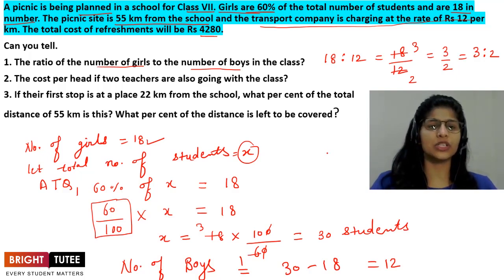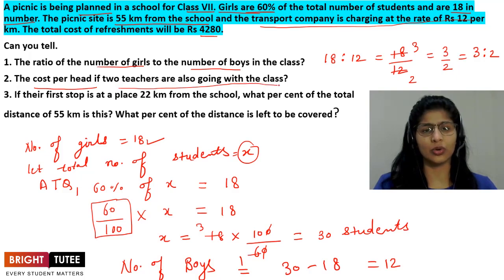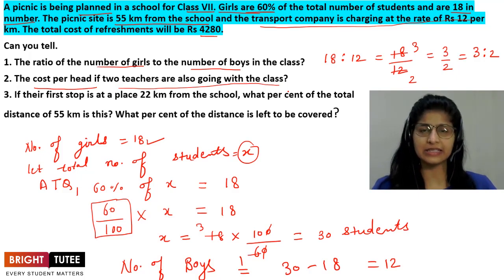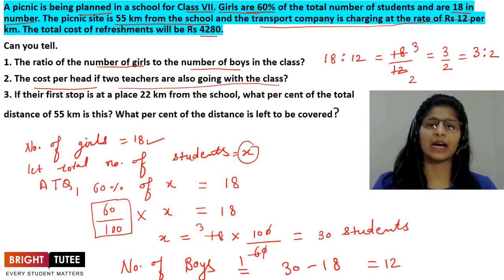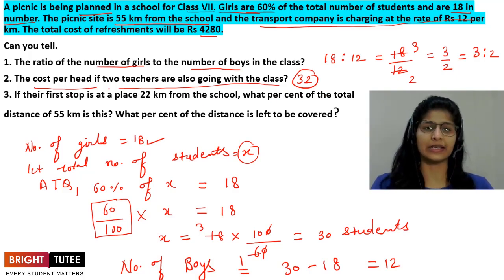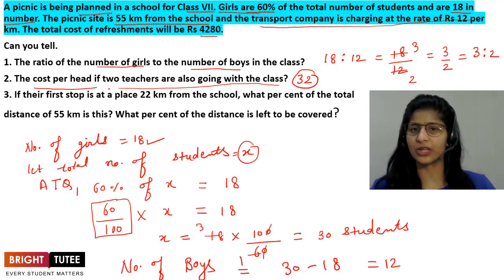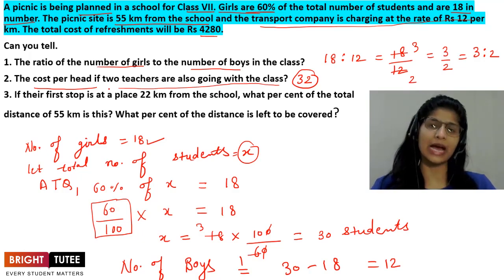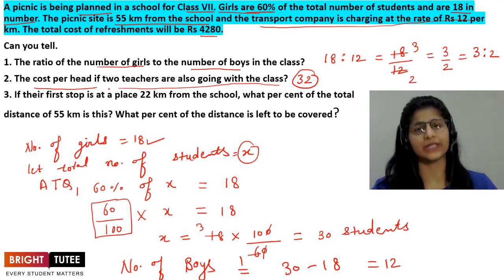The second question is the cost per head. We have to calculate the cost per head if two teachers are also going with the class. If two teachers are also going, how many total candidates will we have? 30 students plus 2 teachers, that is 32. They are asking the cost per head. First of all, we will calculate the total transportation charges, and then we have been given the total refreshment cost, so we will add them, and then divide that by 32, so that we get the cost per head, for 1 person.